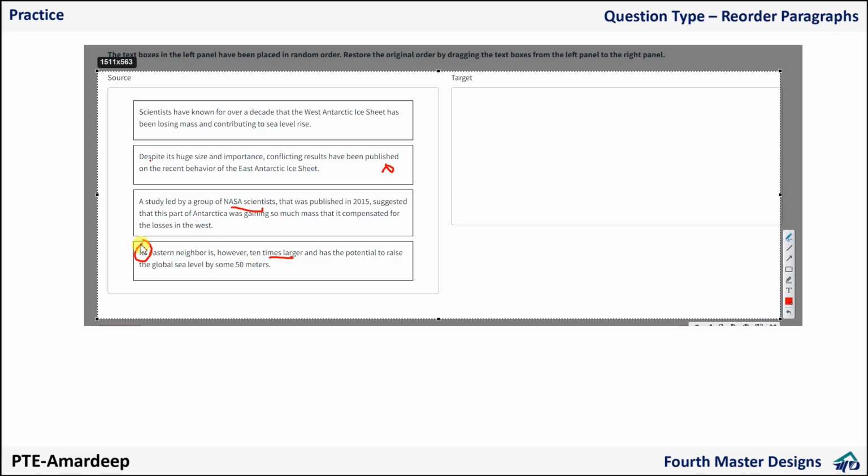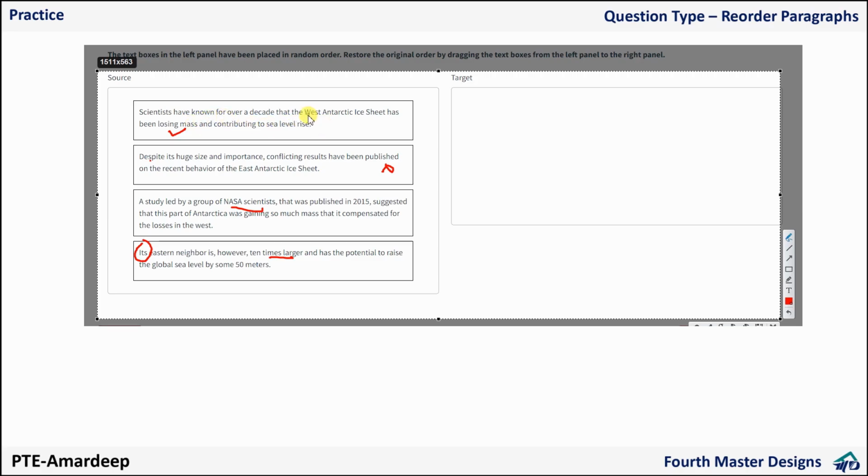So what is going to be my start? My start is going to be "Scientists have known." Why? You need to have some reference, some introduction. Then after that you can say that those NASA scientists did some study, something like that. Okay. Now this is going to be my start.